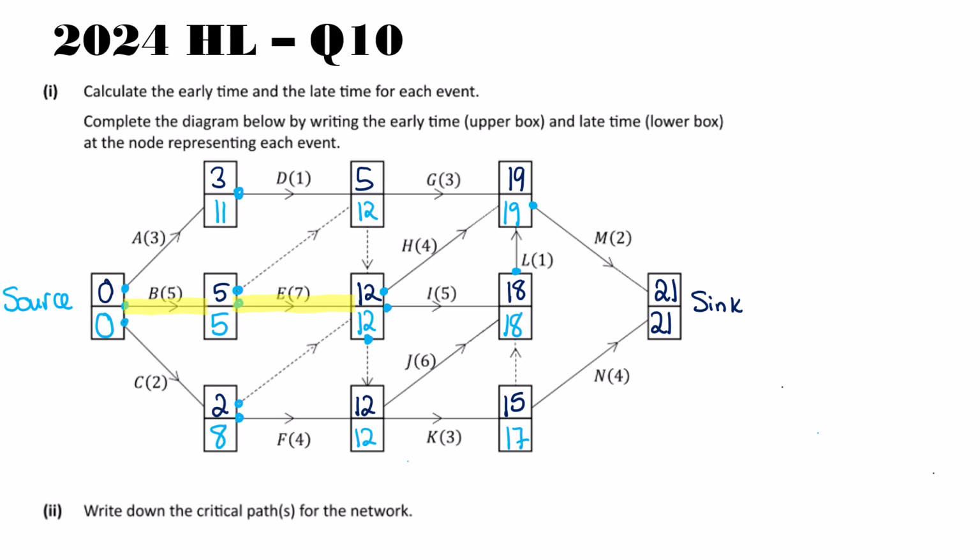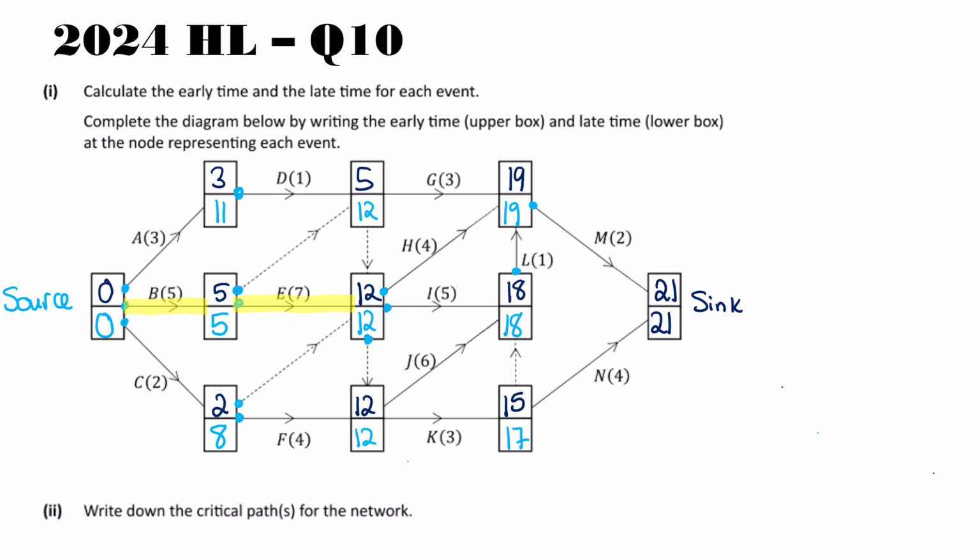The next two activities that could be critical are H, starts at 12, lasts 4, ends at 19. That's not critical. 12 plus 4 is 16. 19, that is not critical. It has a float. So be very careful. H is not critical. Is I critical? Starts at 12, goes on for 5, ends at 18. No, 12 plus 5 is 17. It's not 18. I is not critical.